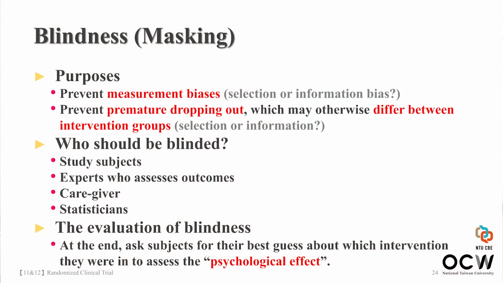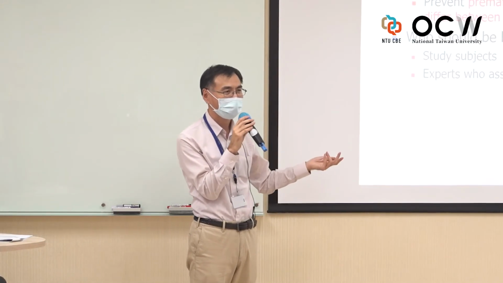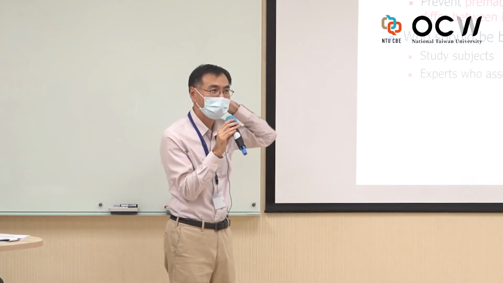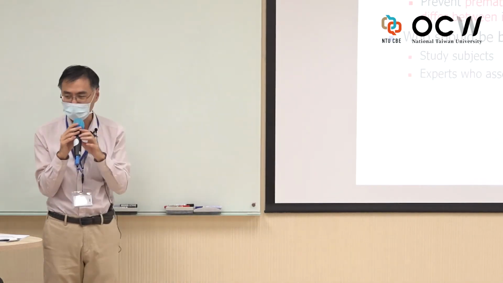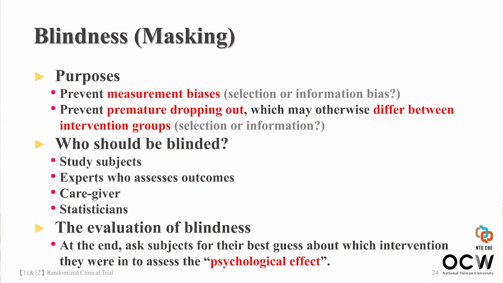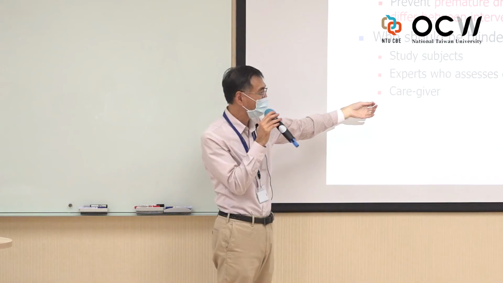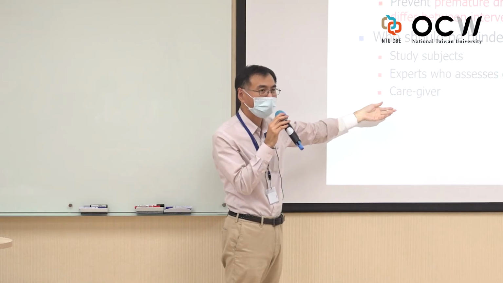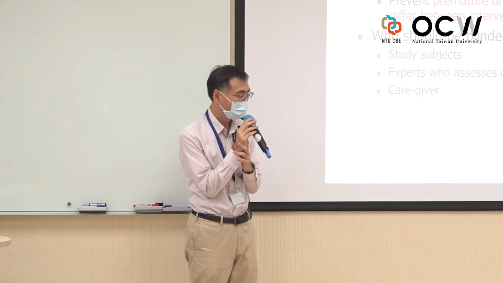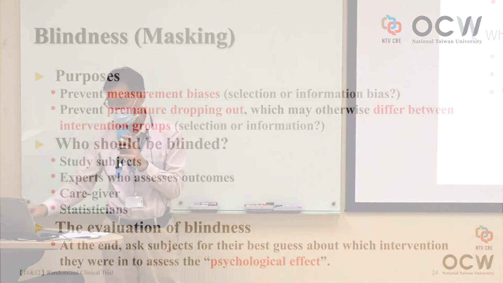And experts who assess the outcomes in the end, so you might need to hire another group of people to do the assessment. They might need to qualify for something like nurses or physicians, or at least a trained research assistant to measure the outcome. And also the caregiver, what is so-called caregiver? That could be their GP, general practitioner of family medicine, right? And also it could be the caregiver at home, home caregiver. If it's a serious disease, there might be a home caregiver at home.